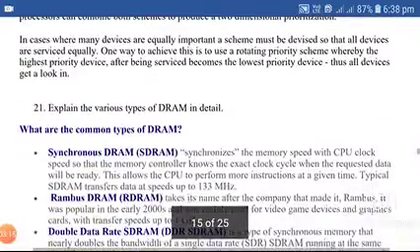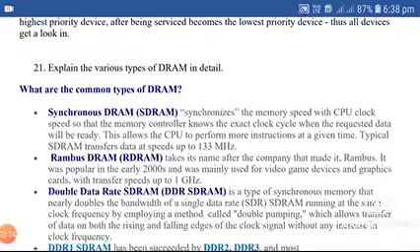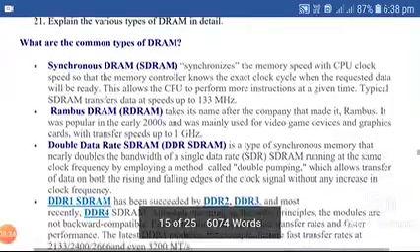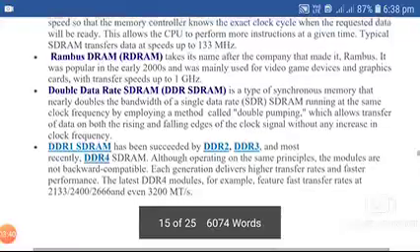Next, we are moving to the 21st question in part C. Explain the various types of DRAM in detail. So DRAM stands for Dynamic Random Access Memory. The common types of DRAMs are: number 1, synchronous DRAM, known in short form as SDRAM. Next, Rambus DRAM, RDRAM, and double data rate SDRAM, DDR SDRAM.